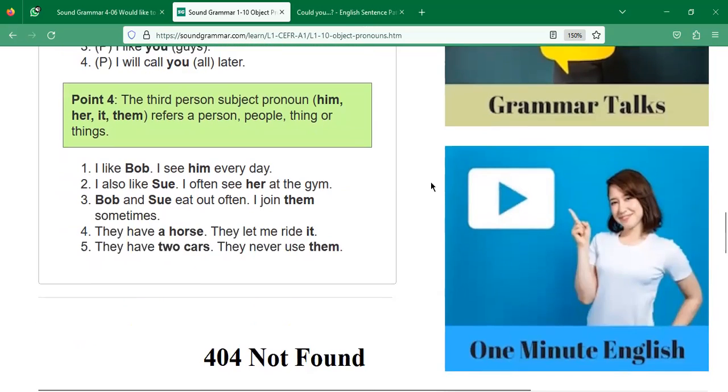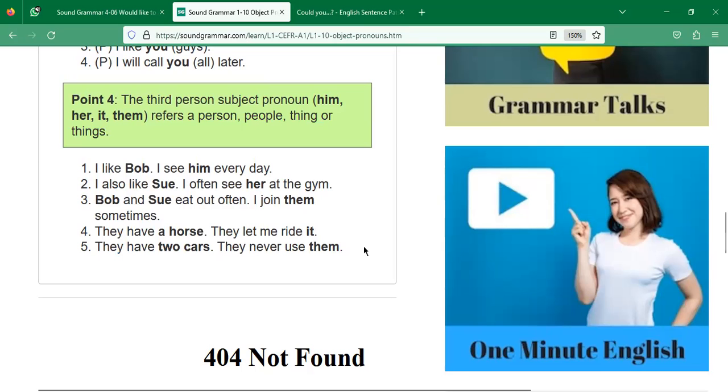Okay, excellent. Now, when we talk about "him", "her", "it", or "them", it's because we're talking about a person, people, thing, or even things, okay? And here we have some more examples about it. Maria Jose, can you help me with these 5 examples, please?